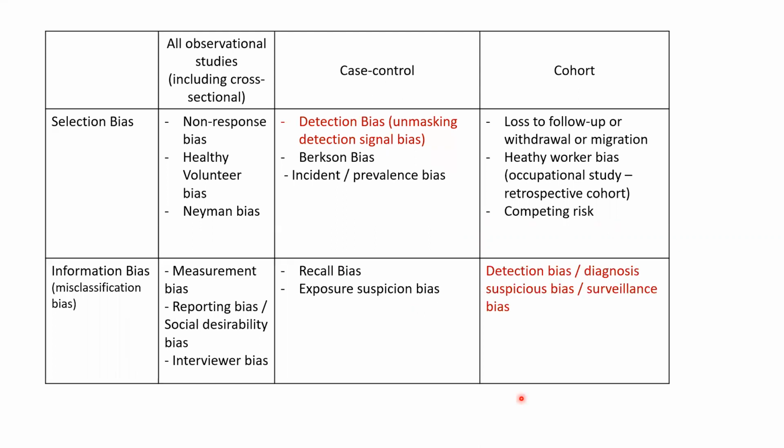And then for the cohort, we have something called detection bias, or diagnosis suspicion bias, or surveillance bias. As you can see, detection bias in a case control is a selection bias. Detection bias in a cohort is an information bias. I'm going to clarify this concept later on, but just keep this in mind. It's very common sense because it depends on whether your outcome is the selection criteria or not.